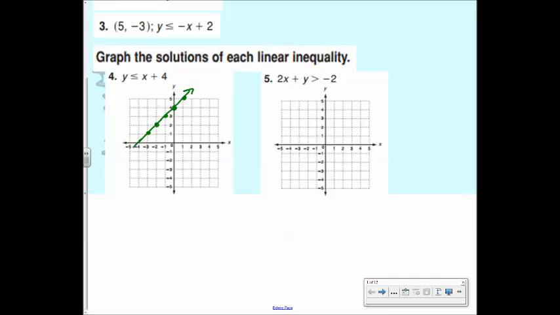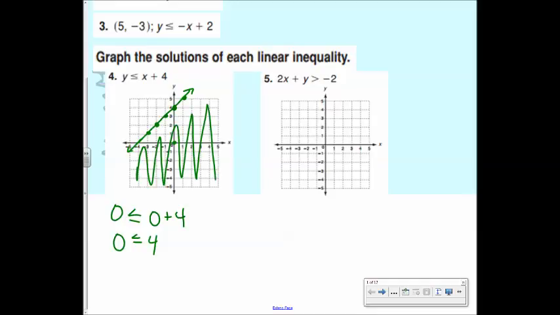All right, and then you either have to shade above it or below it. How do you know where to shade, Esmeralda? Plug in 0, 0 for x and y, right? So if I plug in 0, 0, 0 less than 0 plus 4, what's 0 plus 4? Is 0 less than 4? Yes, 0 is less than 4. That means wherever 0, 0 is, that's the side that should be shaded. So since it's underneath it, we shade right here.